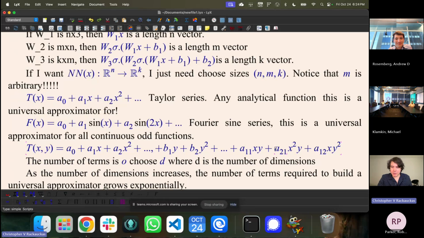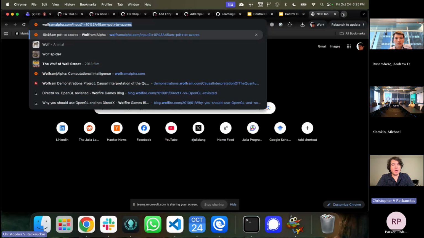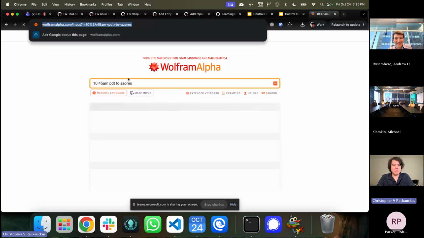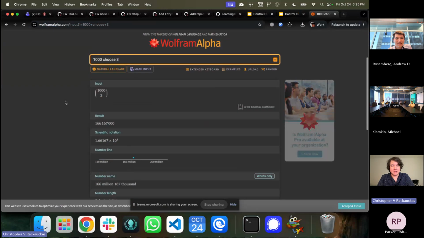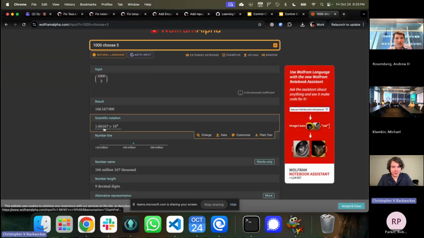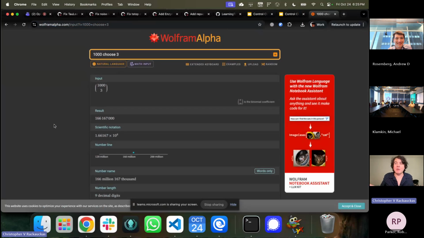Because if you think about it, if you want cubic polynomials with 1,000 dimensions, then you need 1,000 choose 3 objects, and you can calculate that pretty quickly. Let's go to Wolfram Alpha. If I do 1,000 choose 3, you'll see that you need 1 times 10 to the 8th terms in order to do a cubic polynomial, right?